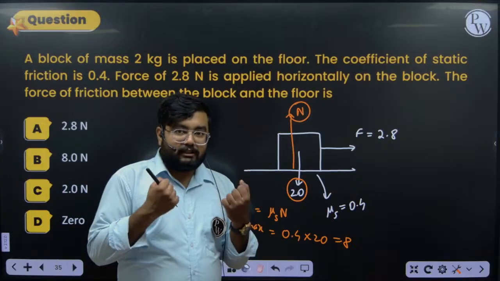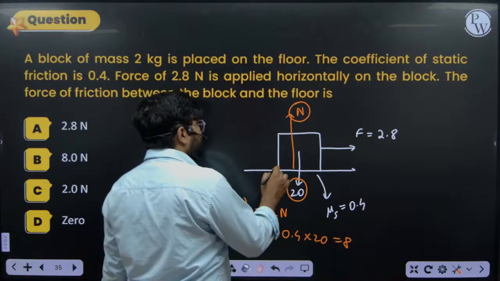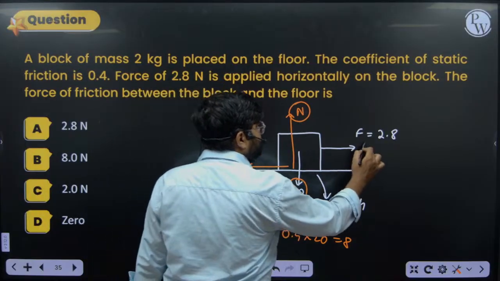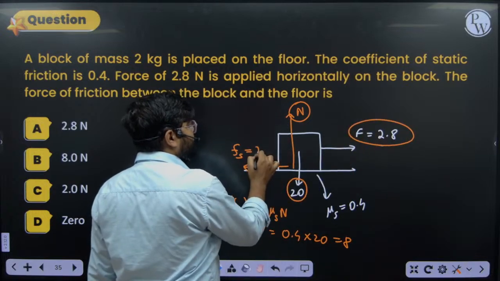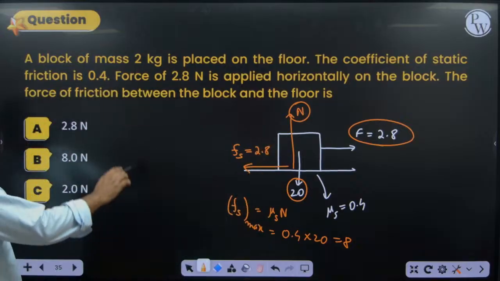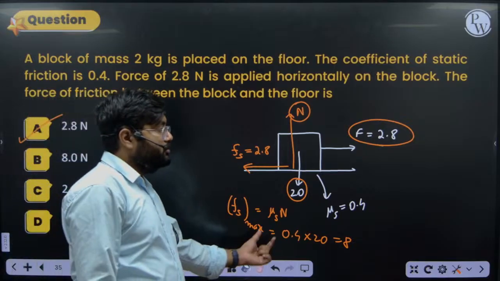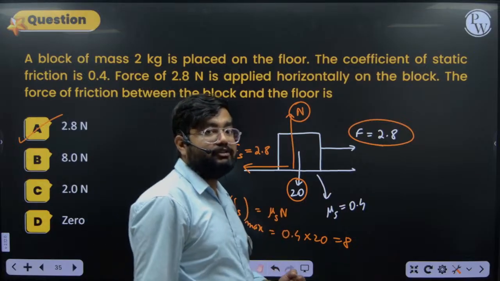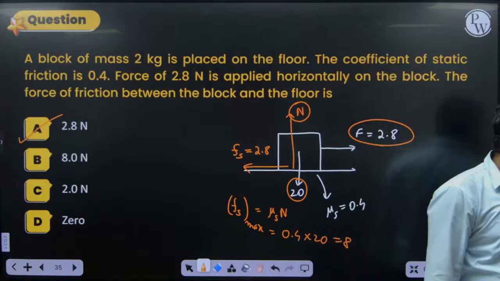Static friction has the capacity of 8 Newton, but it will only apply the amount which is required. How much is required? The 2.8 is trying to pull it, so it will only apply 2.8. So what is the answer here? The force of friction is 2.8. Although you calculate the maximum power of static friction, it will only apply the amount which is required.